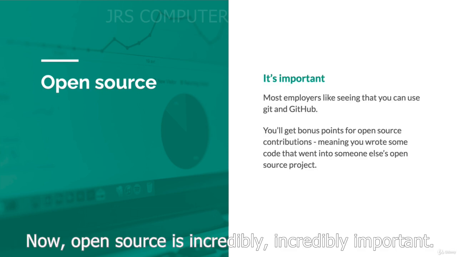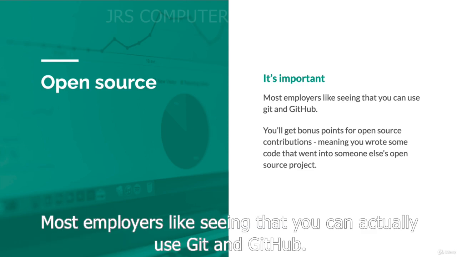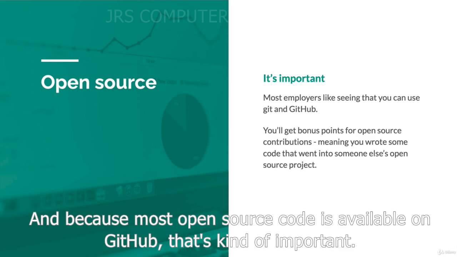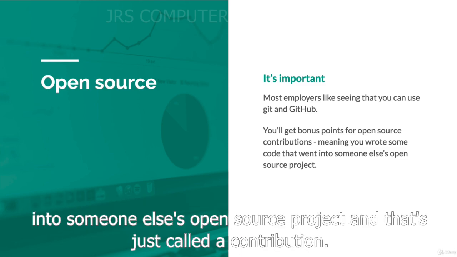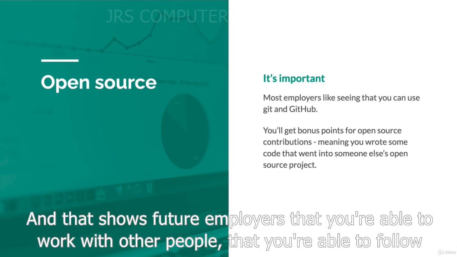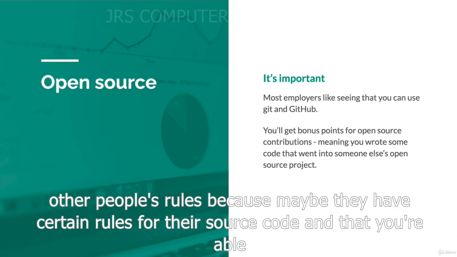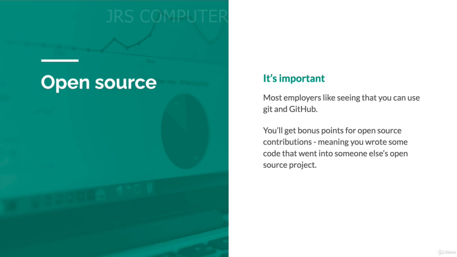Now, open source is incredibly, incredibly important. Most employers like seeing that you can actually use Git and GitHub. And because most open source code is available on GitHub, that's kind of important. But you'll also get bonus points for open source contributions, meaning you wrote some code that went into someone else's open source project. And that's just called a contribution. And that shows future employers that you're able to work with other people, that you're able to follow other people's rules because maybe they have certain rules for their source code, and that you're able to use Git and GitHub.